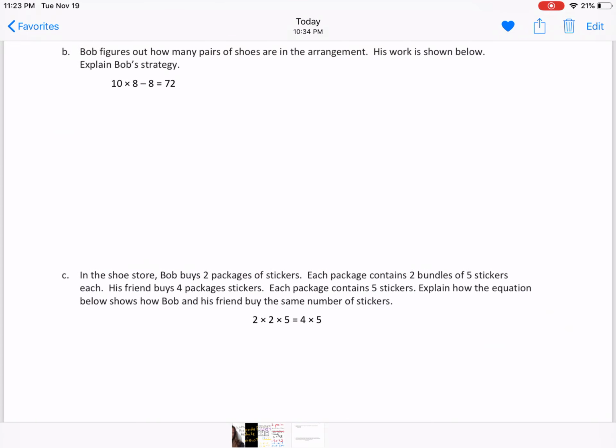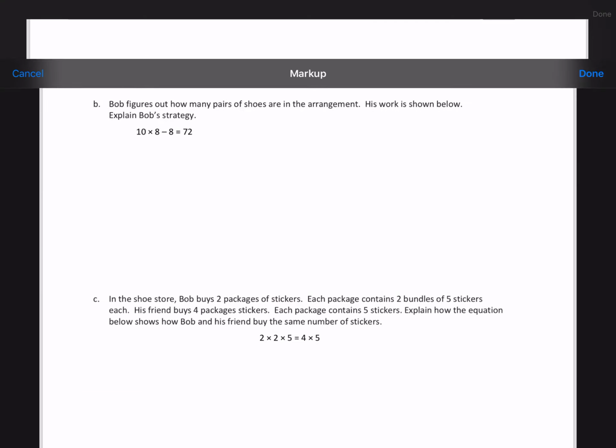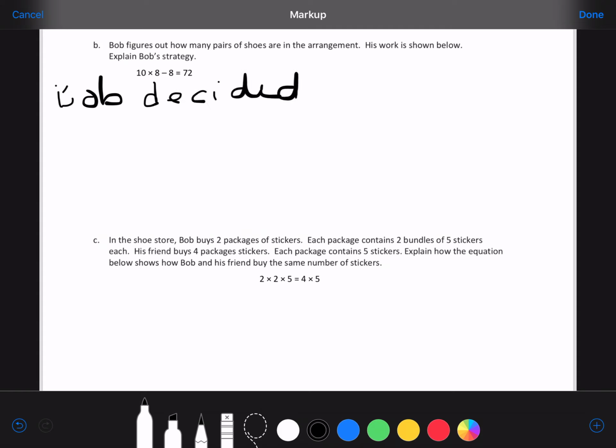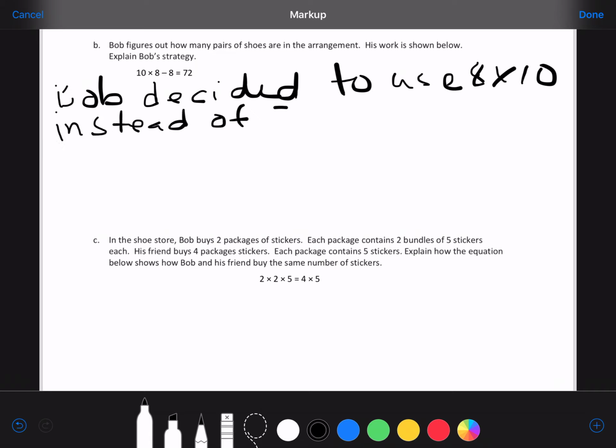B, Bob figures out how many pairs of shoes are in the arrangement. His work is shown below. Explain Bob's strategy. Oh, wow, this is going to be helpful because he used the same strategy we did. So to explain it, I'm going to write Bob decided to use 8 times 10 instead of 8 times 9.